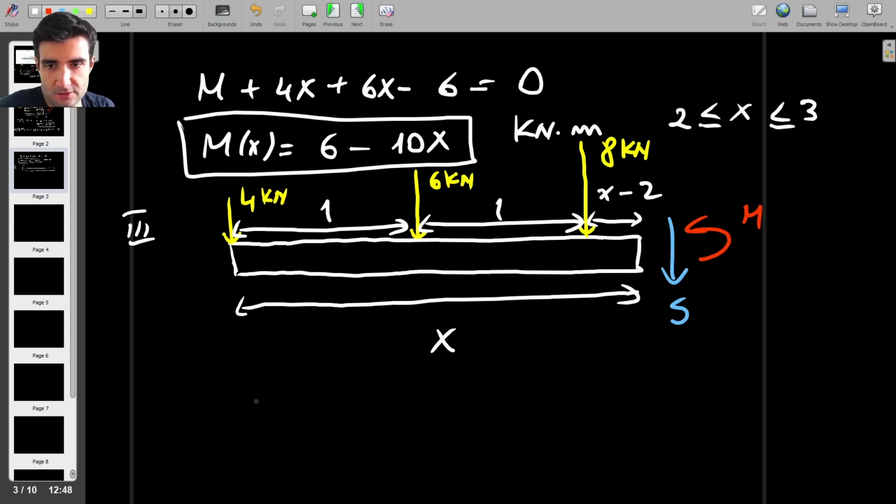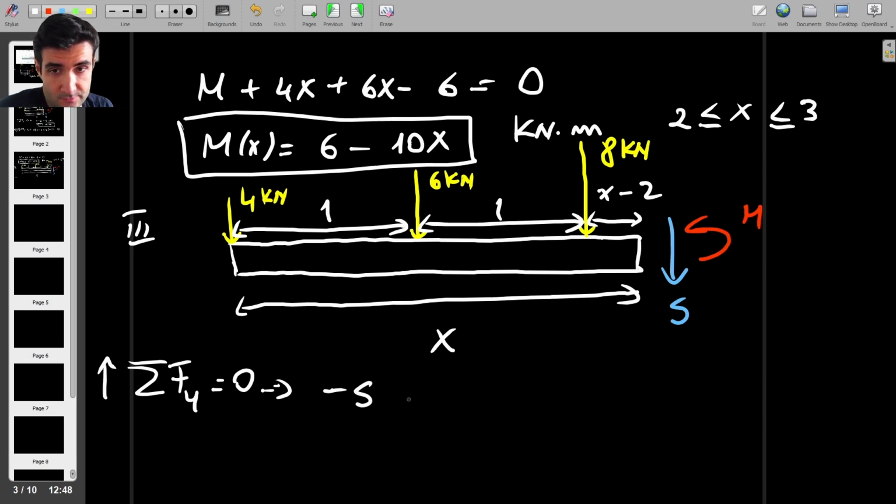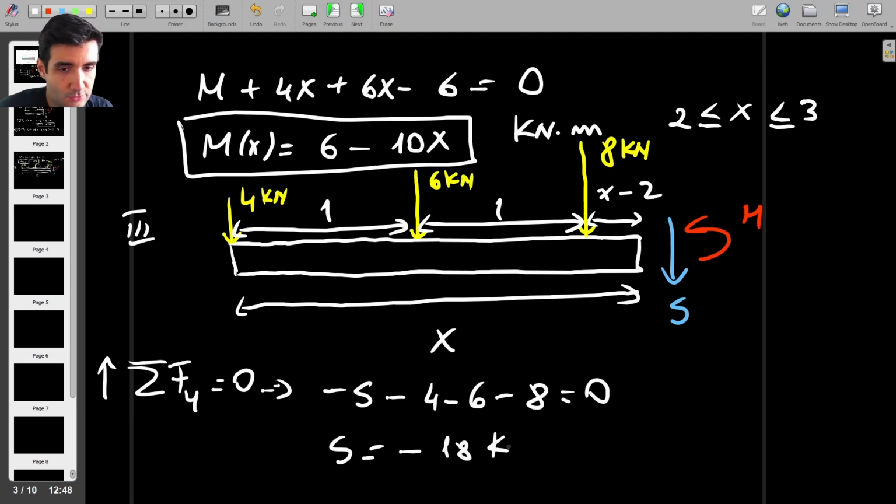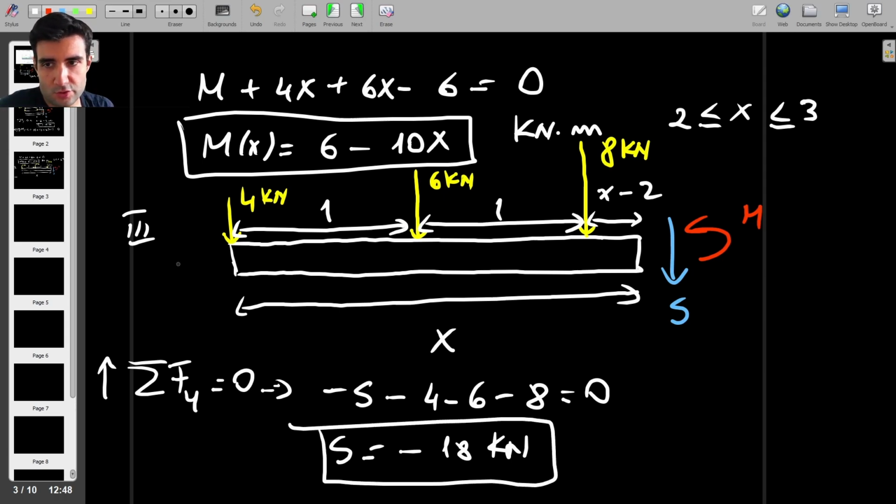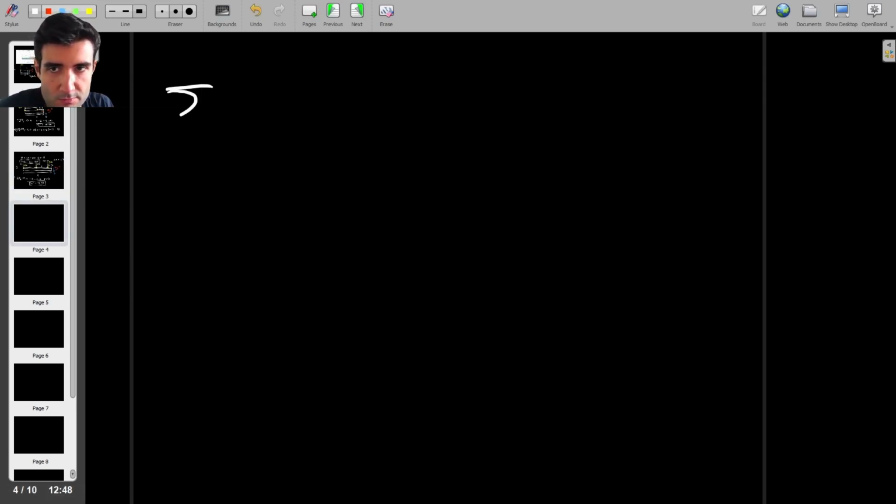So let's find the shear force. Sum of force in the y direction is equal to 0. Upwards is positive, so we have minus s, and then minus 4 minus 6 minus 8 is equal to 0. So the shear force will be minus 18 kilonewtons. Right? Pretty straightforward. And then we'll do the same thing with the moment.